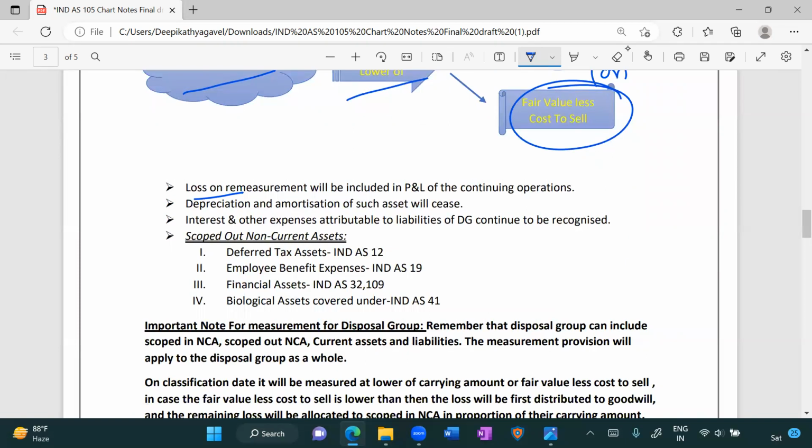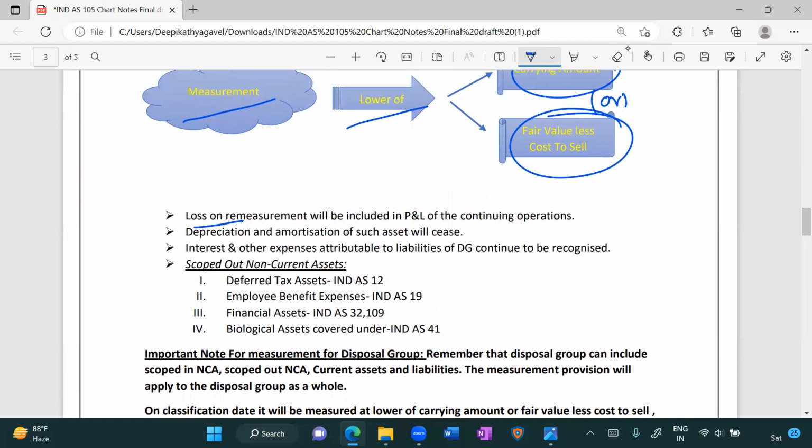You will have the continuing operations, right? These are the non-current assets or the disposal groups. You will obviously have the other operations, continuing operations. So in that P&L, you will be booking this particular loss. And once the asset is classified as held for sale, no amortization or depreciation will be charged to such assets.